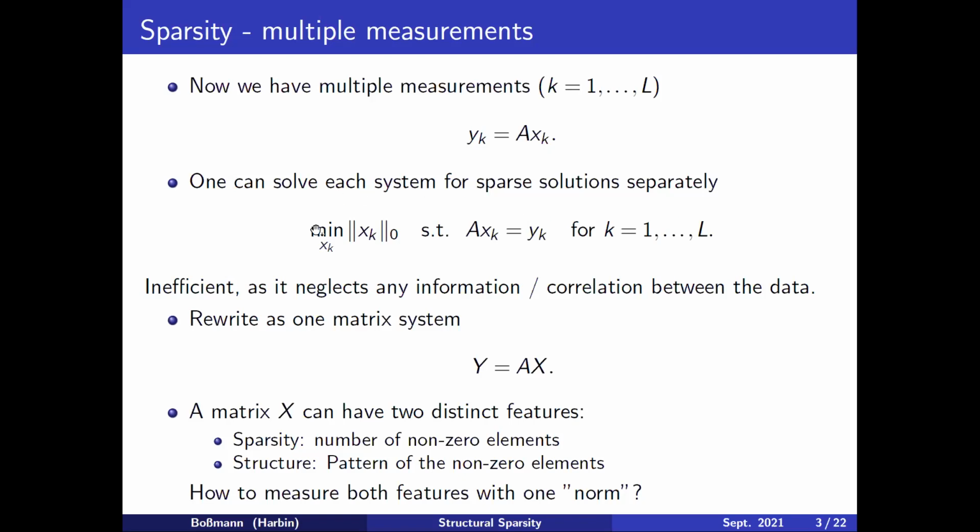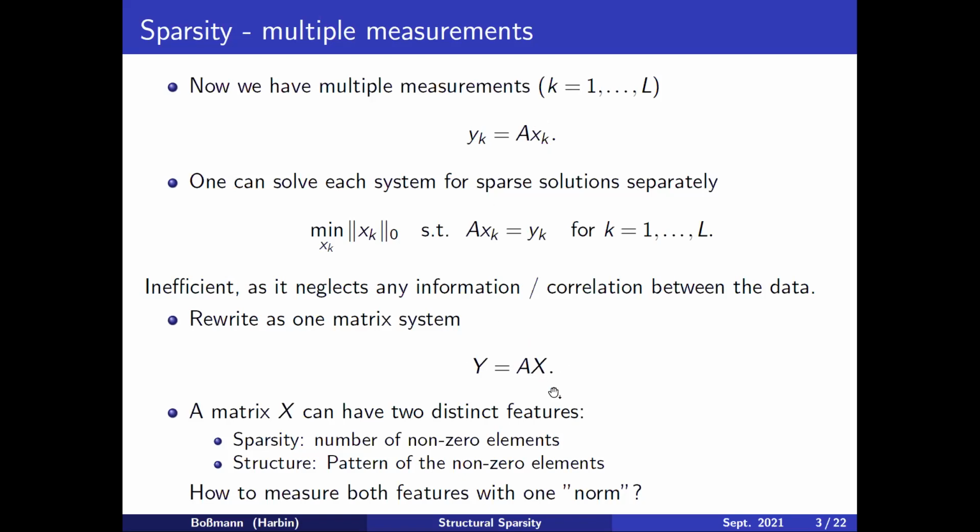Of course, we could do this for each measurement, but this would be inefficient because in the multiple measurement case, you always have to consider that there is information or correlations between the measurements, and you want to take this into account. So what you're actually doing is you rewrite everything as a matrix system: A times the matrix X equals our measurement matrix Y. X is just the matrix of all columns xk, and Y is just the matrix of all measurements yk.